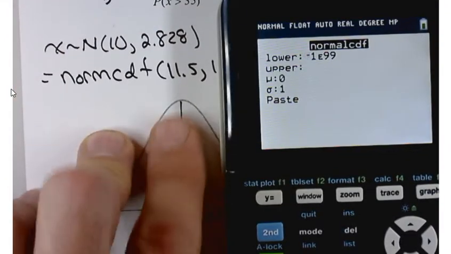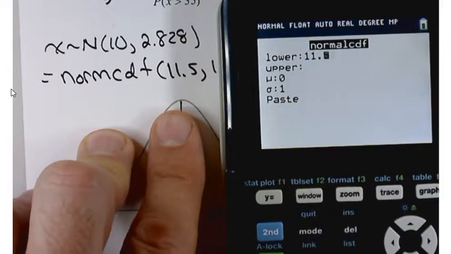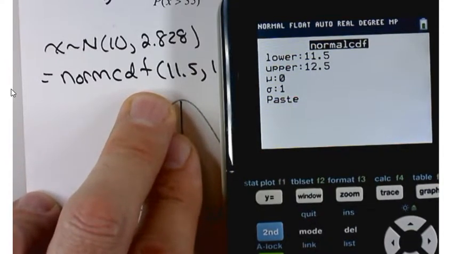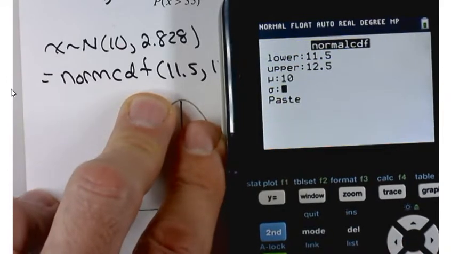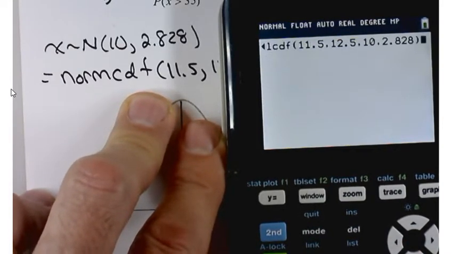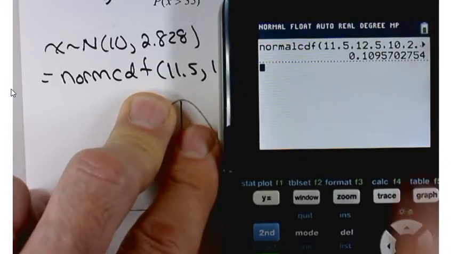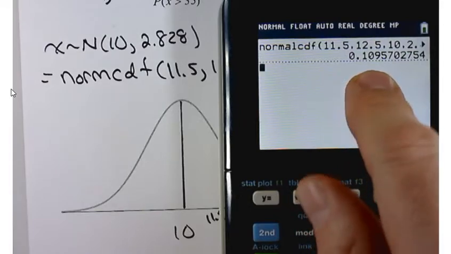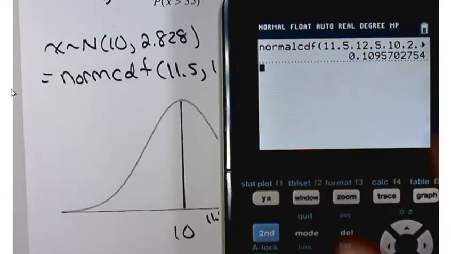So for the graphing calculator, 11.5, 12.5, mean of 10, and a standard deviation of 2.828. So I'm getting about 0.10957.